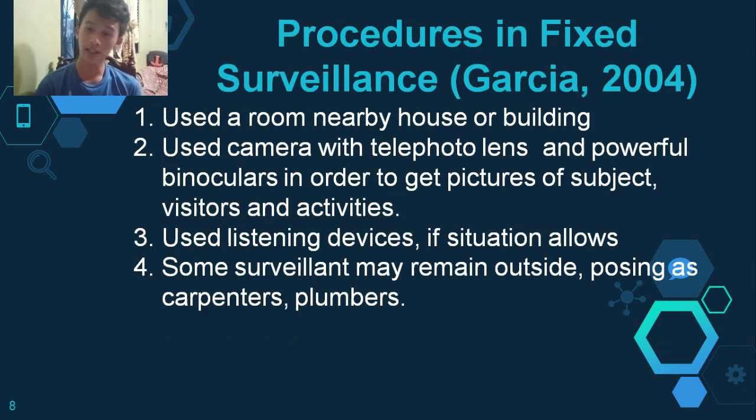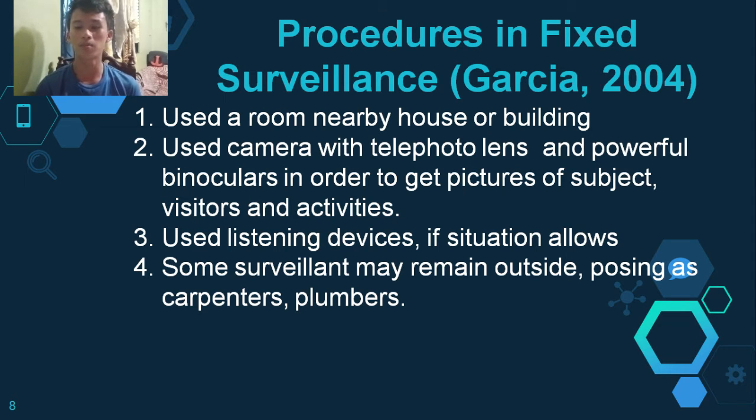Here I want to share the procedures in fixed surveillance, from Garcia, 2004. First, use a room in a nearby house or building. Second, use a camera with a telephoto lens and powerful binoculars in order to get pictures of the subject, visitors, and activities. Just like camera lenses that are so strong you can see very distant objects.